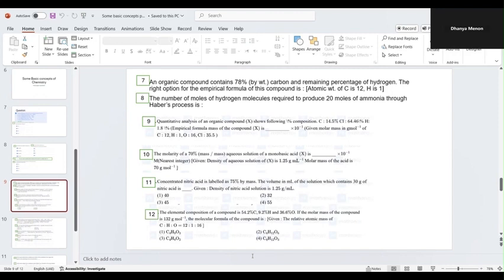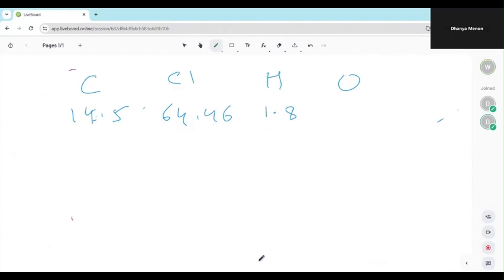Hydrogen is 1.8%. Okay. And when you add the percentages, first you need to check whether it comes to 100 or not. So when I add them, it is not coming to 100. So definitely there is one more element. Definitely it will be oxygen. Okay.